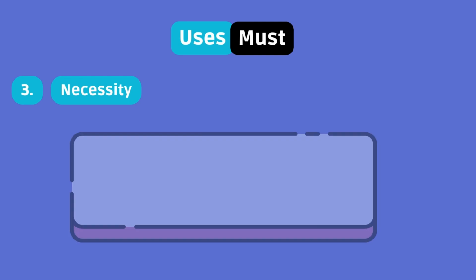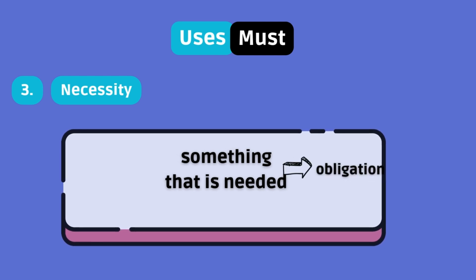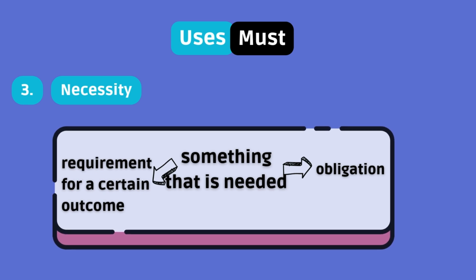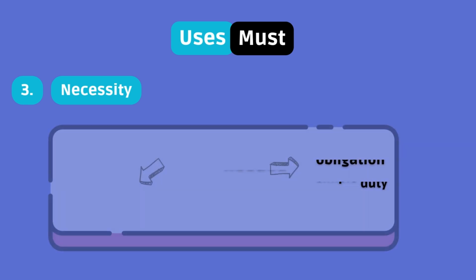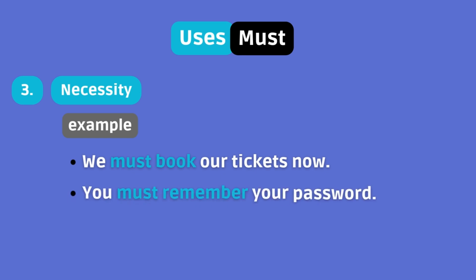Necessity. Must can express something that is needed. It's close to an obligation, but it's more about a requirement for a certain outcome instead of simple duty. Example, we must book our tickets now. It's necessary if we want to go on our trip. You must remember your password. If you don't, you will not have access to your bank account.